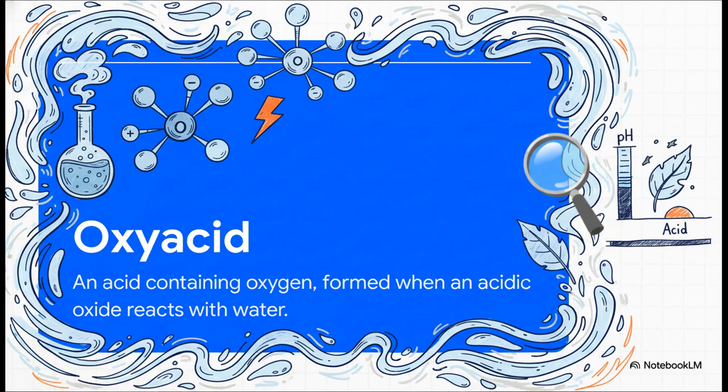And again, just like on the metal path, the next step involves water. When an acidic oxide, an oxyanhydride, reacts with water, it forms an oxyacid. The name pretty much says it all, right?